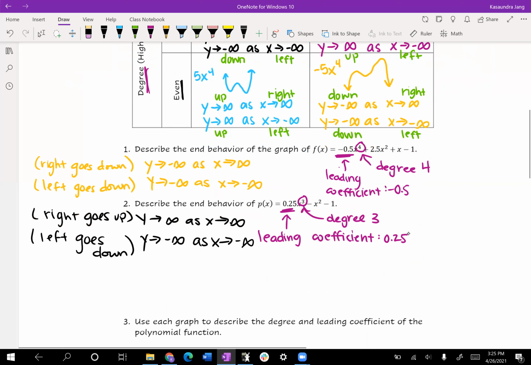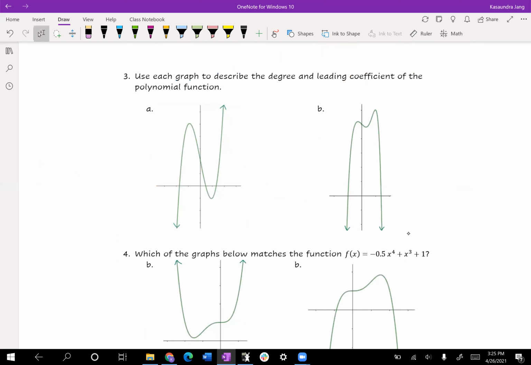All right, and then this one, they gave us a graph. So use each graph to describe the degree and the leading coefficient. So I do notice on the right side here, the right side goes up, and the left side, it looks like, is going down. All right, so let's use that to give me the degree and the leading coefficient.